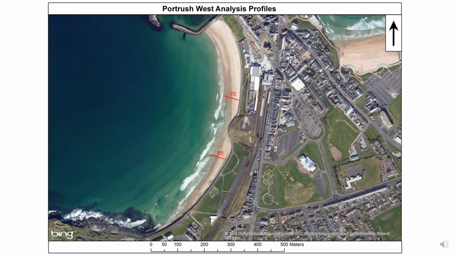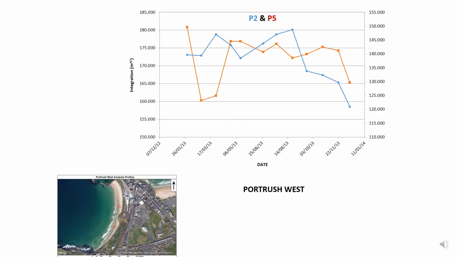Just to give you some examples, I'm going to pluck out just a few. I don't have time to go through all of them, but Portrush West Strand analysis, P2 and P5, for example. We can see that P2 and P5 are effectively the areas under those profiles, and how they change over time. On the left-hand part of this figure is 2012, and it moves right up to 2014. Over that time, you can see that the beach volume is changing.